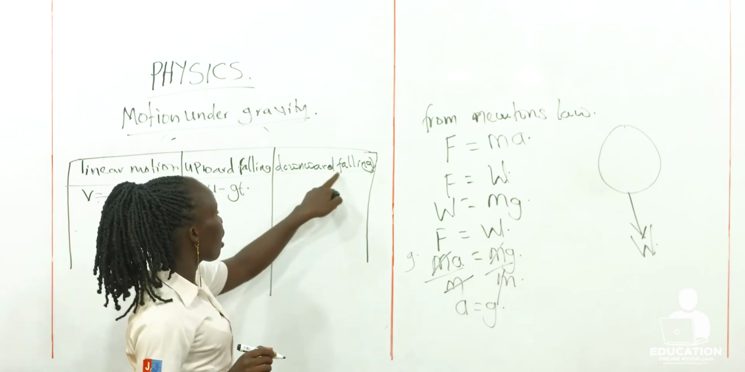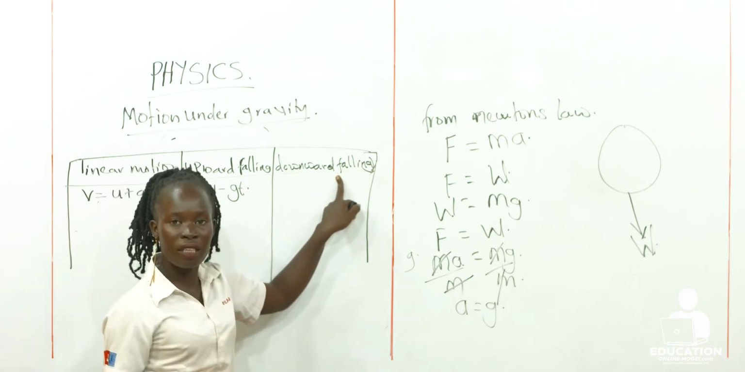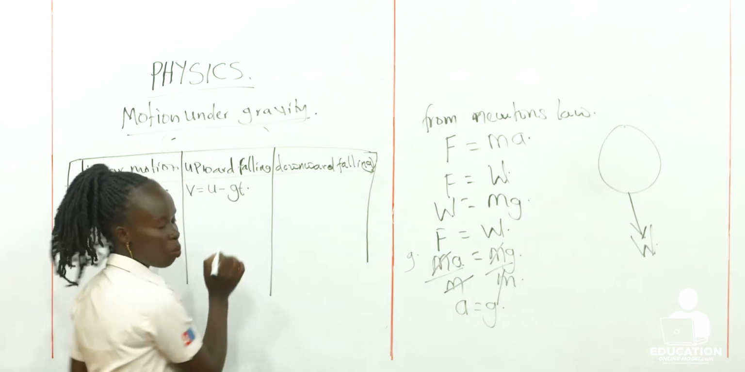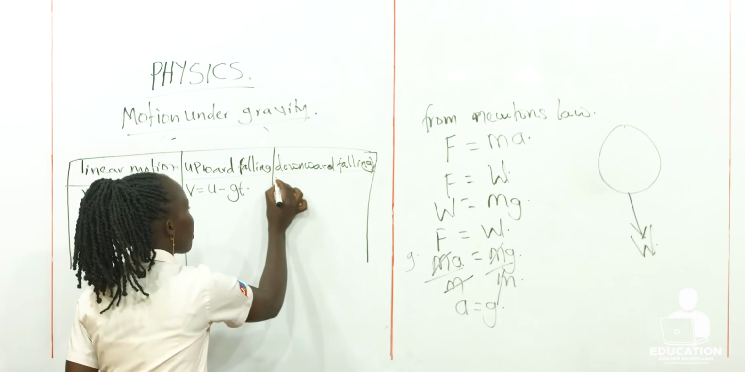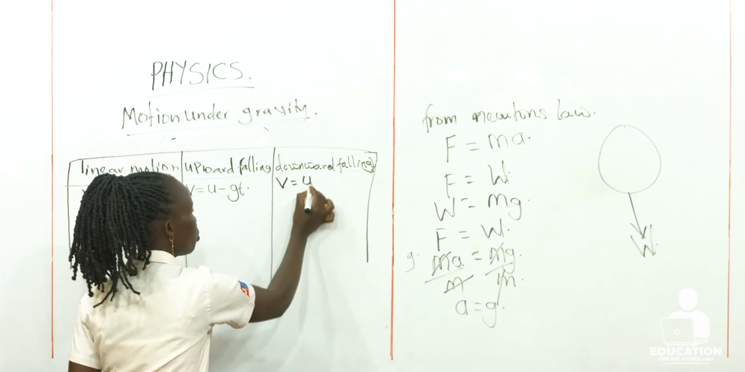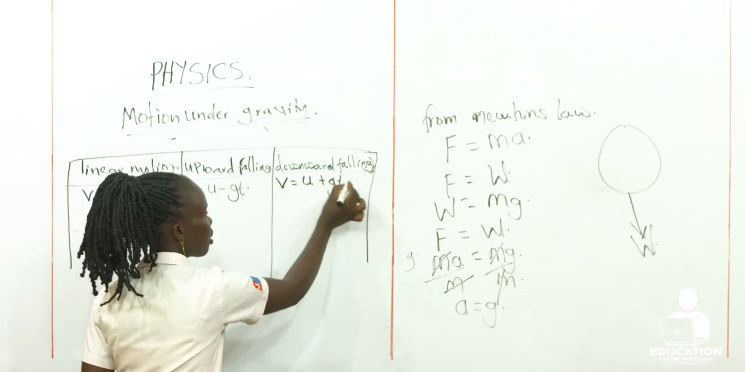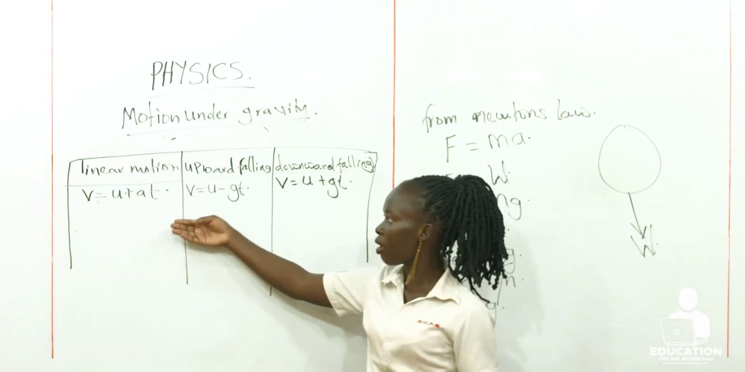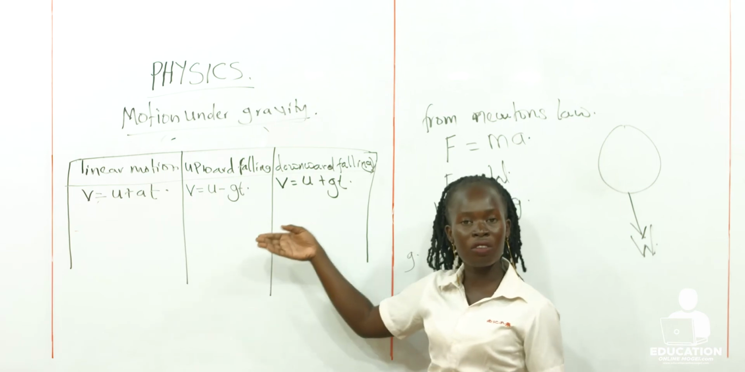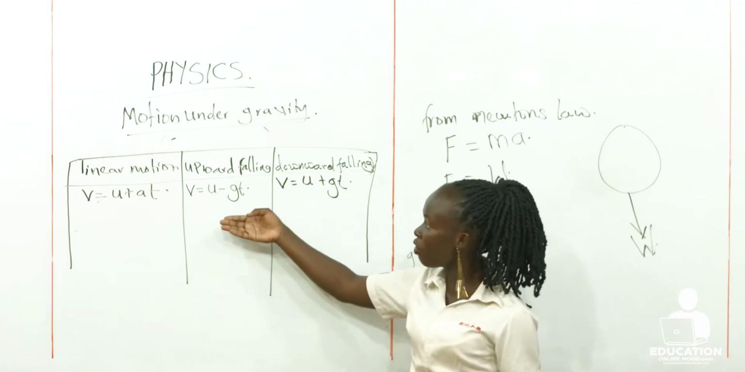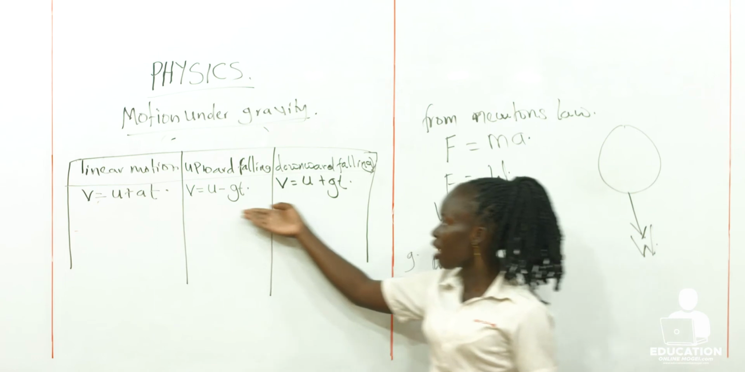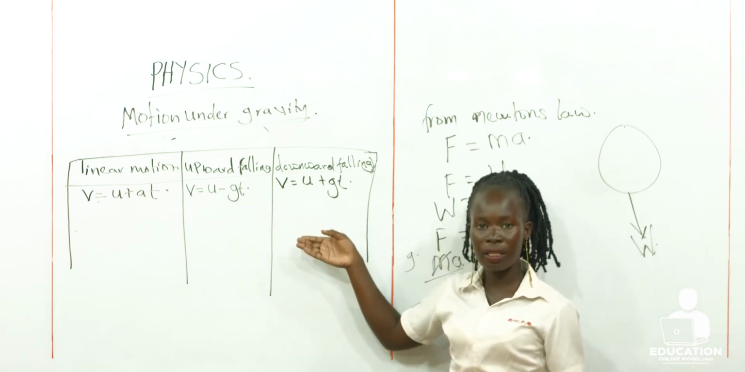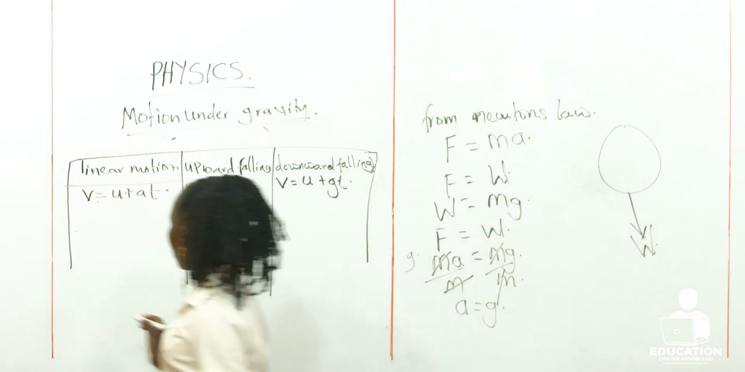What if the body is coming down back to the center of the earth? Our g is positive, so we shall have our equation as V = U + gt. So you see, this is the difference we are having here. If you are using the first equation of motion in free falling, the direction will tell you which sign is right.